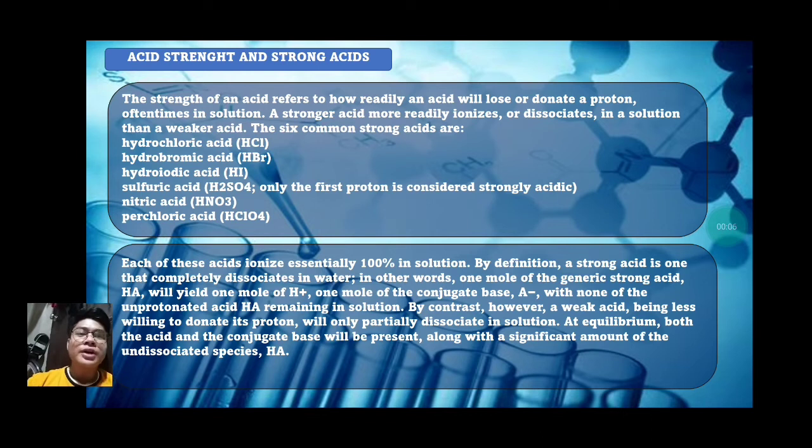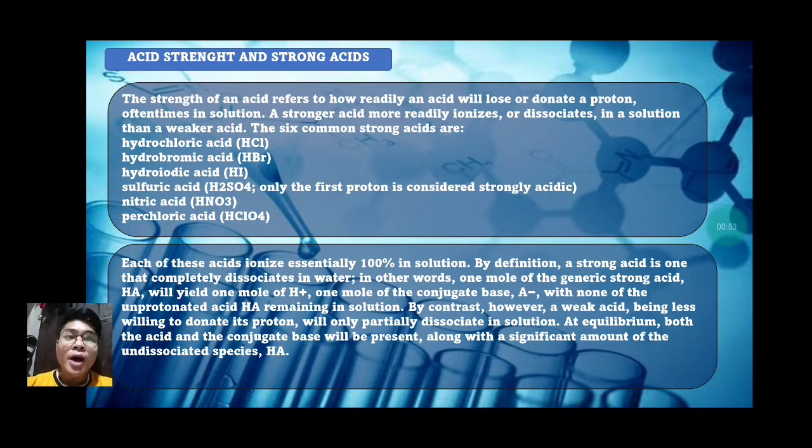Next, acid strength and strong acids. The strength of an acid refers to how readily an acid will lose or donate a proton. Oftentimes in solution, a stronger acid more readily ionizes or dissociates than a weaker acid. The 6 common strong acids are hydrochloric acid, or HCl, hydrobromic acid, or HBr, hydroiodic acid, or HI, sulfuric acid, or H2SO4, nitric acid, or HNO3, and perchloric acid, or HClO4. Each of these acids ionizes essentially 100% in solution. By definition, a strong acid is one that completely dissociates in water.